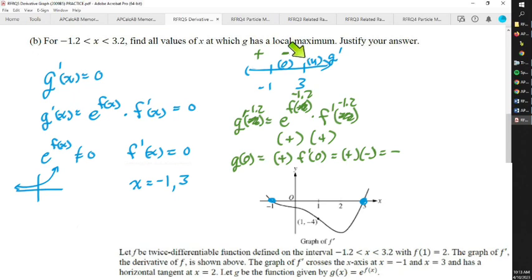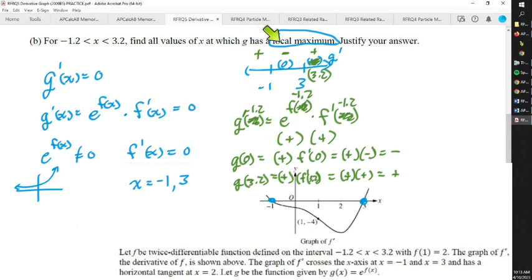Now I'm going to test 4. Wait, I can't test 4. So let's test 3.1 or 3.2. That's fine. So I plug that in. The e to the whatever is automatically positive. I plug in 3.2. I look at 3.2 right here. Are we positive or negative? Positive. We're above the x-axis, and so we have a positive times a positive, which is a positive, so I know this interval is positive.